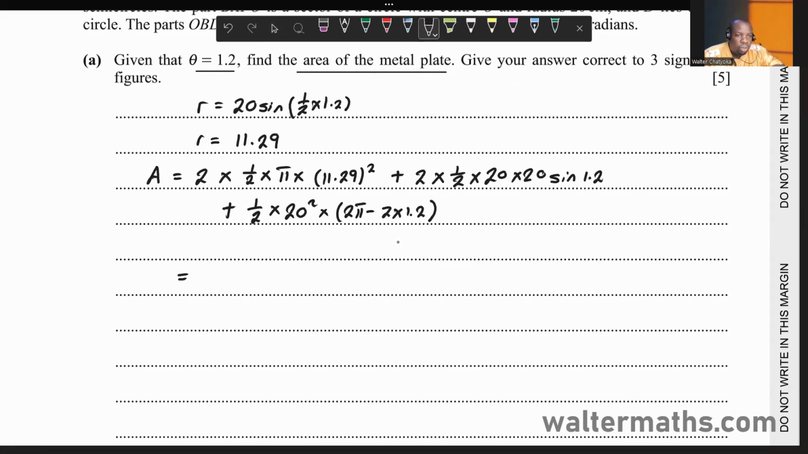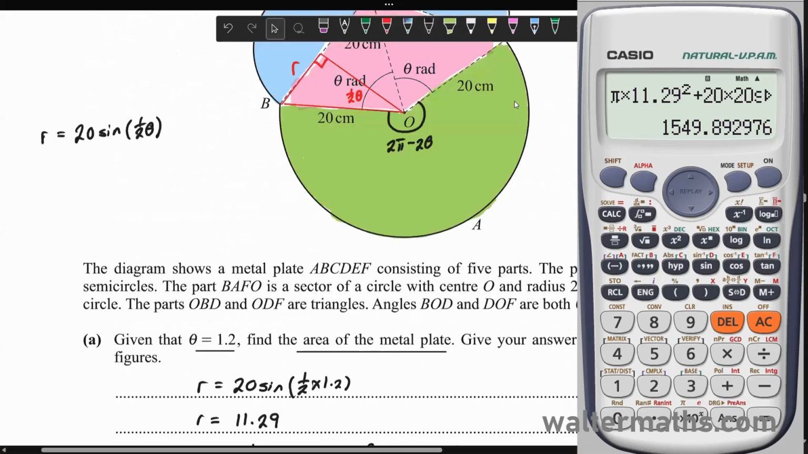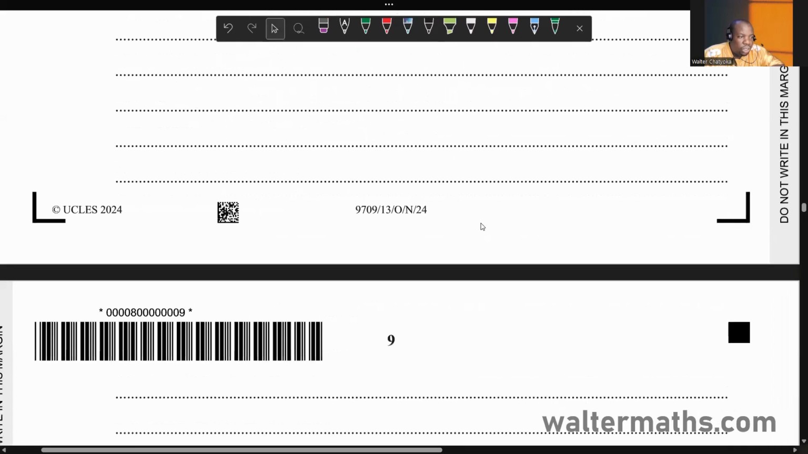I'm just going to do a calculation for the whole thing. And we get 1549.89. So we can say here to 3 significant figures, that's 1550, and the units should be in centimeters, so that's square centimeters. So that's how we do it. That's the answer right here. Let's move on to the next part.